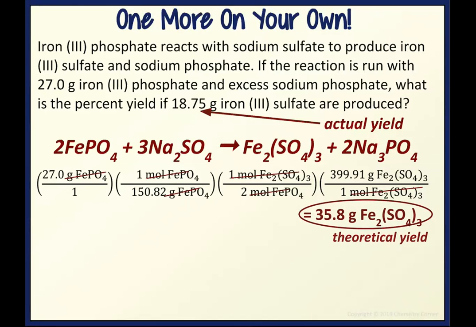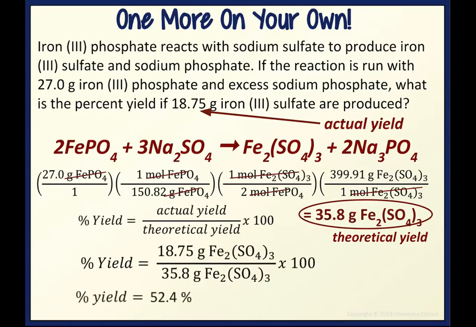35.8 grams is the theoretical value. They gave us the actual value. Look, it's very different: 18.75, 35.8. That means the percent yield is not going to be close to 100. If they are exactly the same, then it's going to be 100. The farther apart they are, the smaller the percent yield. So percent yield is actual over theoretical times 100. And that becomes 52.4%. And that is the answer to the last one.